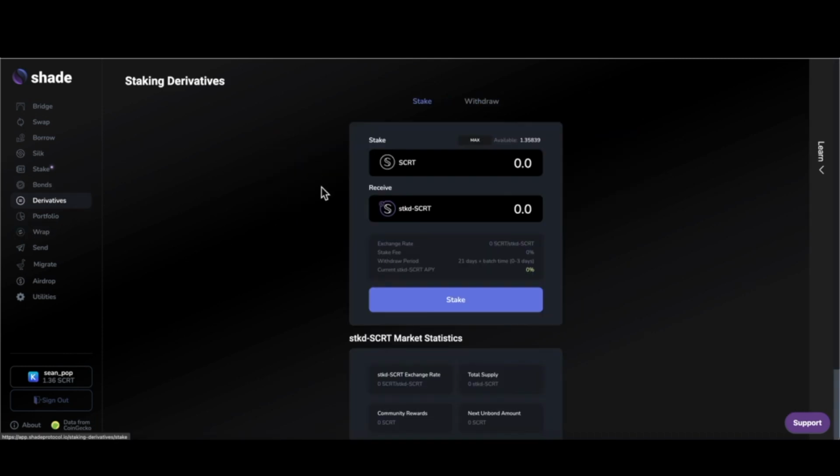The next option in the nav bar is derivatives. And this might make your head spin a little bit if you're new to DeFi and are not familiar with the idea of a liquid staking derivative. But let me try to give a simple explanation here that would make sense.